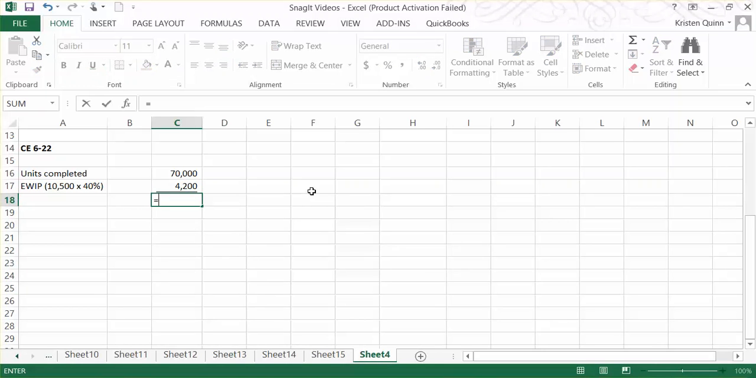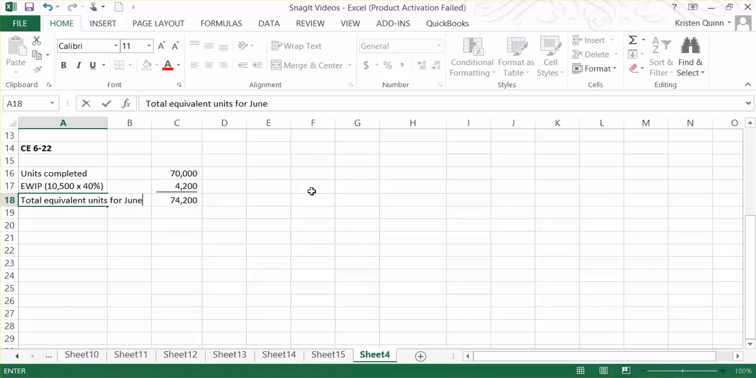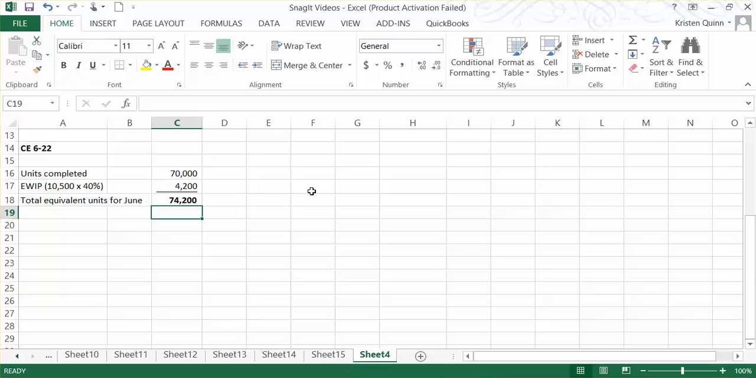We will add them together, the units that were completed, plus our equivalent units for ending work in process, to get our total equivalent units for the month of June. Total equivalent units for June of 74,200.